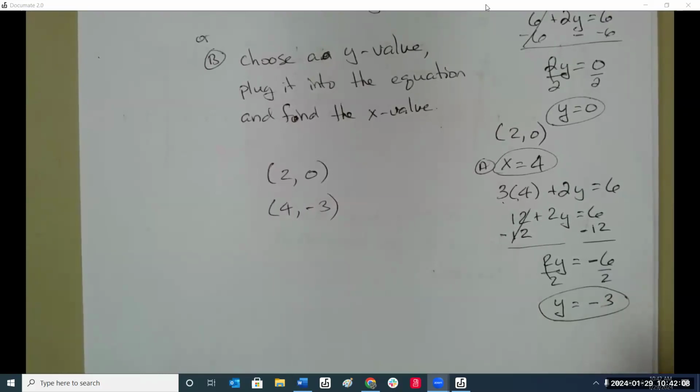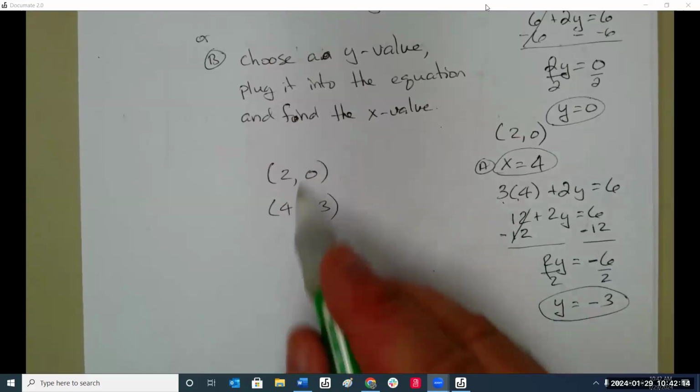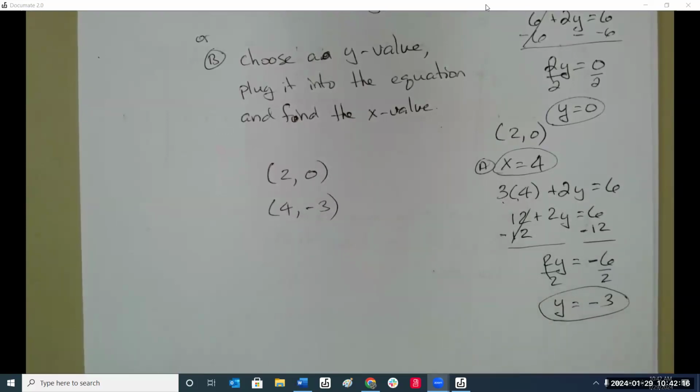If you get fractions, try another point. You don't want to deal with fractions. All you do is plot both of these points on the graph, and there you have it. Or you could find the intercepts if they both work. You can find the x-intercept, the y-intercept, or just find some points.